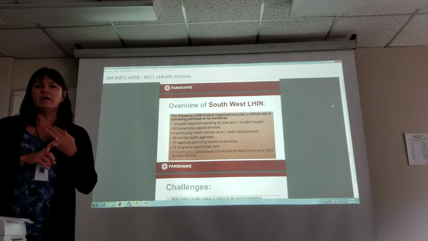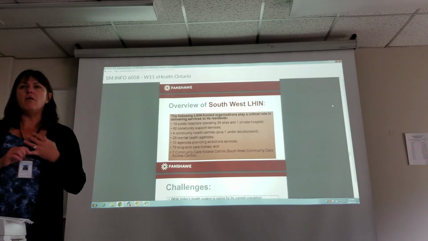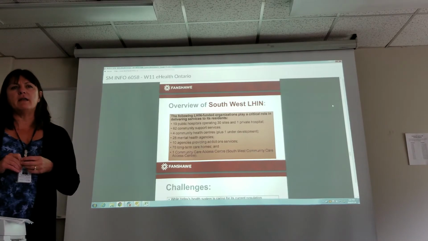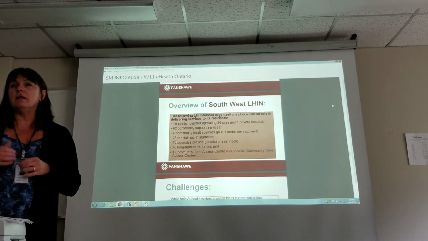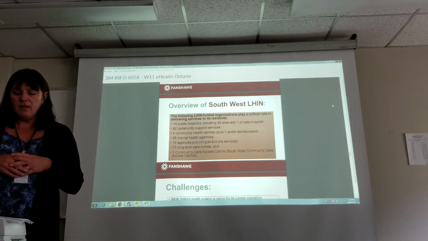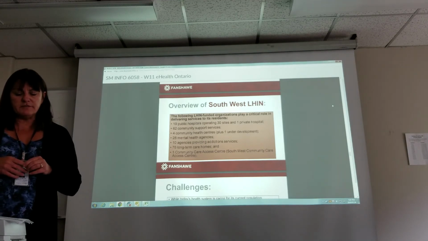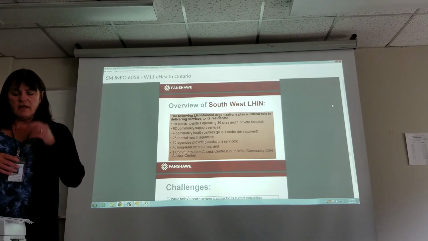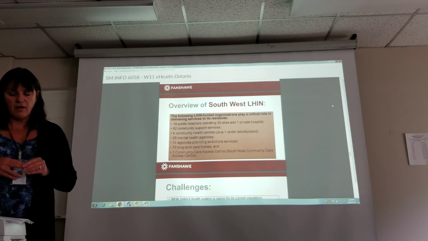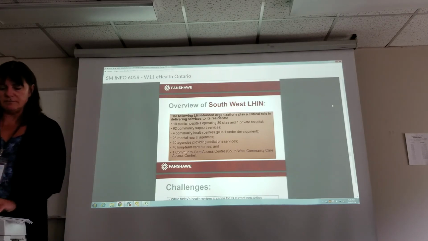We have a cardiology center on Pall Mall Ave. We have a pain clinic on Adelaide Street. We have a nephrology kidney clinic in Westmount Mall. So we have a number of other sites where we provide care. And there's 1 private hospital. We have 62 community support services, 4 community health centers, 28 mental health agencies, 10 agencies providing addiction services, 76 long-term care homes, and 1 community care access center for the Southwest region.